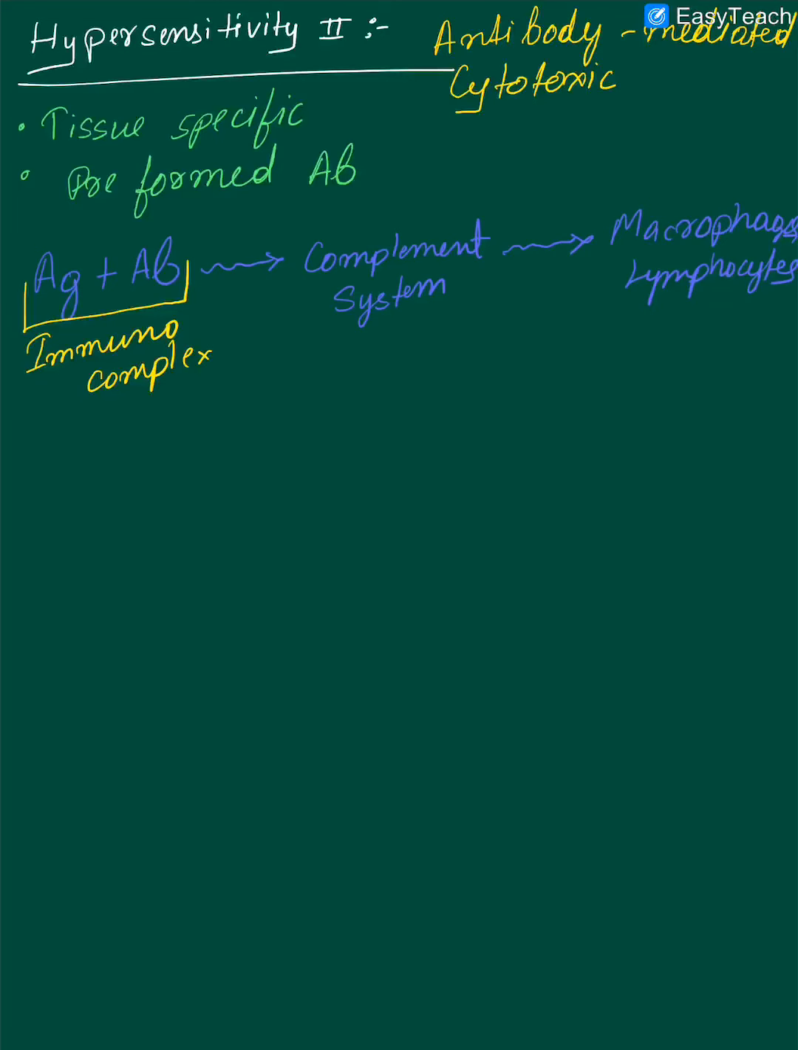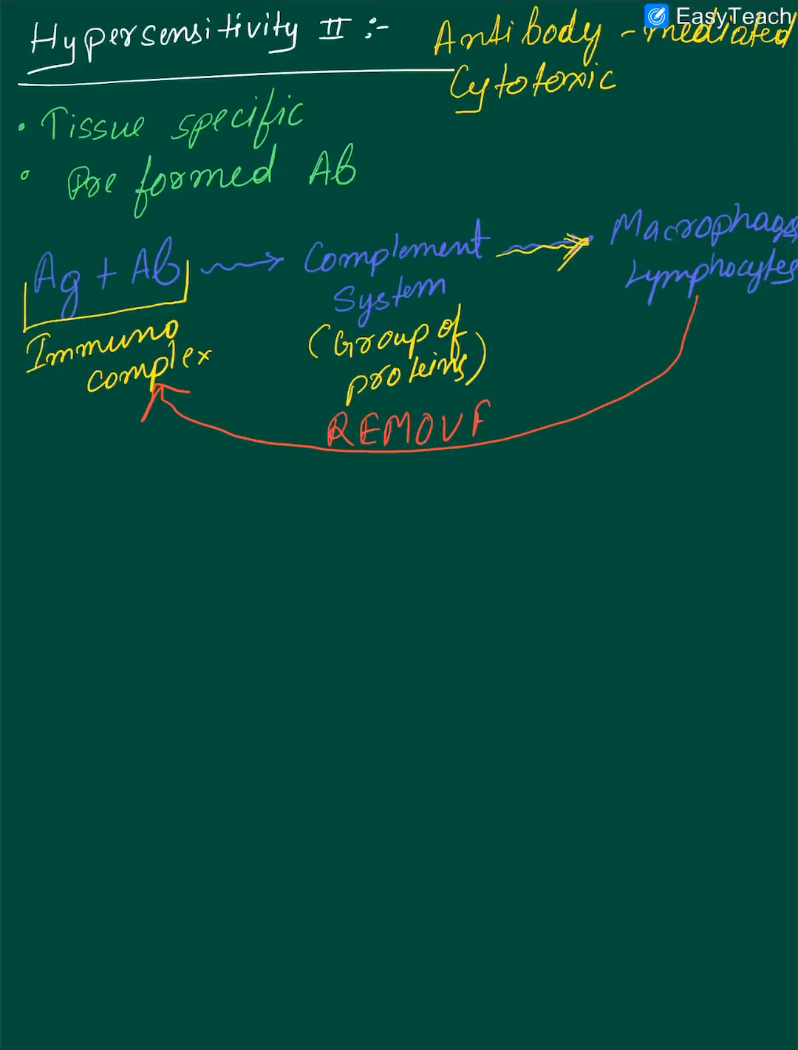And what is the complement system? It is the group of proteins which stimulates the formation of the macrophage and lymphocytes. Then these macrophage and lymphocytes, what do they do? They go to remove the immunocomplex. In this way, the whole process: the antibody was already present and the immunocomplex was formed with the addition of the antigen. That's why it is called the antibody mediated hypersensitivity 2.